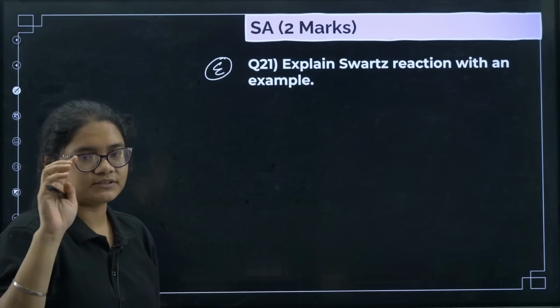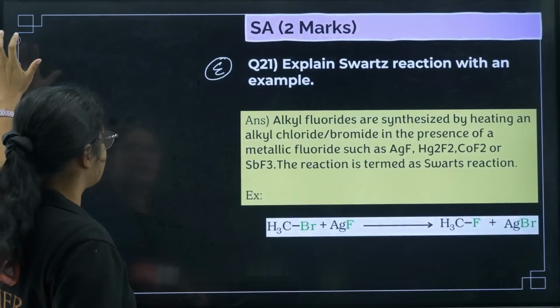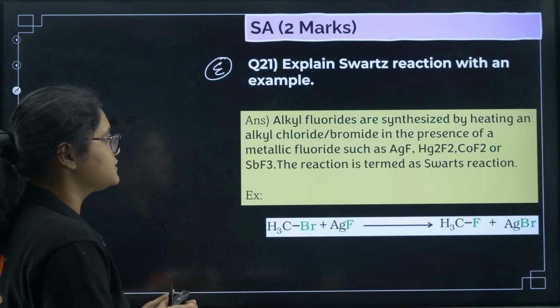So there will be 5 questions, you have to attempt any 3. So this question has to be a must one. So you have to write the reaction and the example. So what is Swarts reaction?